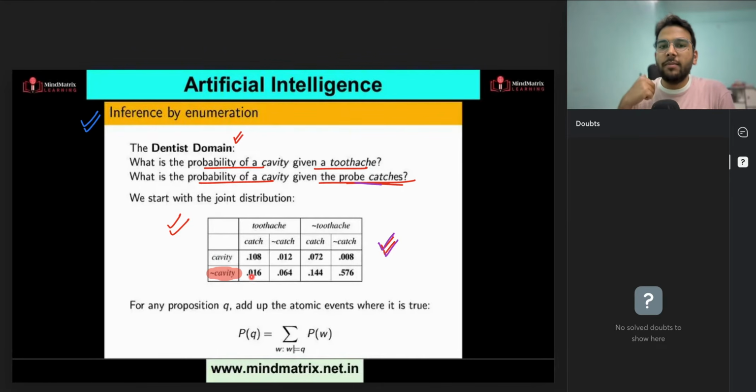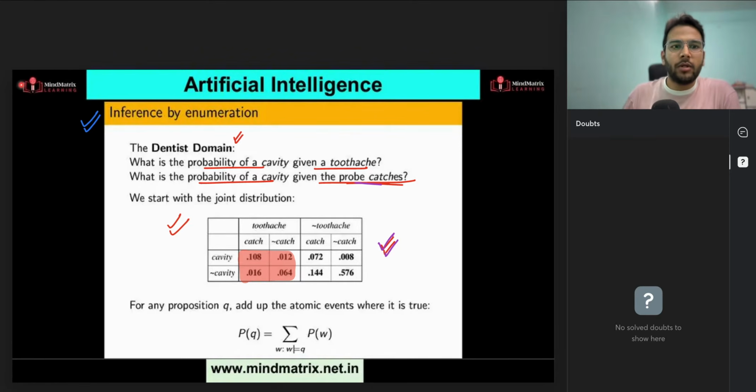Now, when you are simply saying what is the probability of toothache, it may be possible that you have cavity or not cavity, right? Sometimes you don't have cavity, but still you have toothache. Similarly, sometimes you have catch, and it may also happen that you don't have catch. That means there are no microbes present in your mouth, right? So we are going to consider these 4 values to find out the probability of toothache. I hope I answered your doubt.